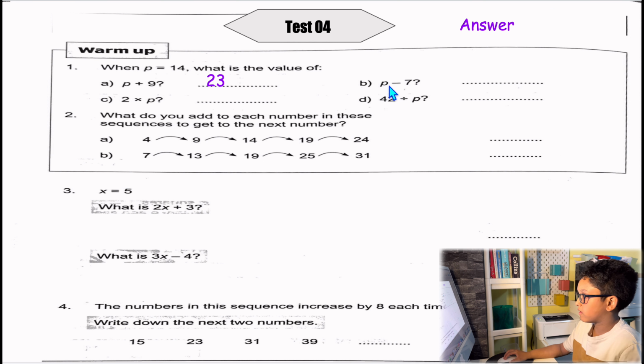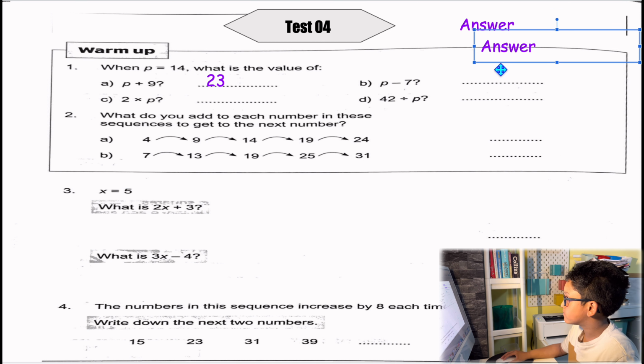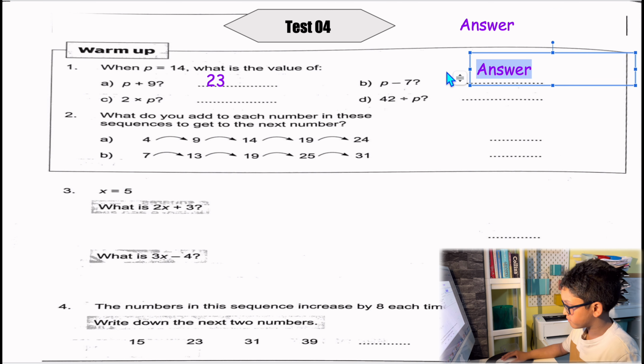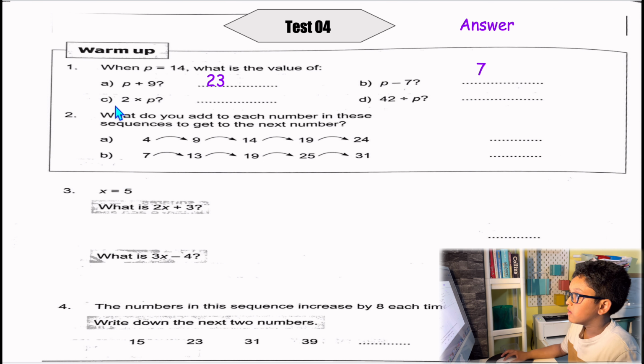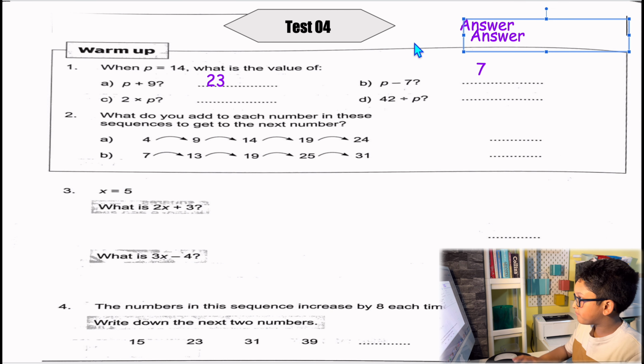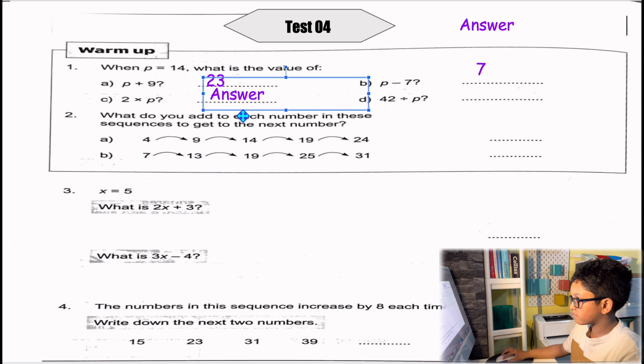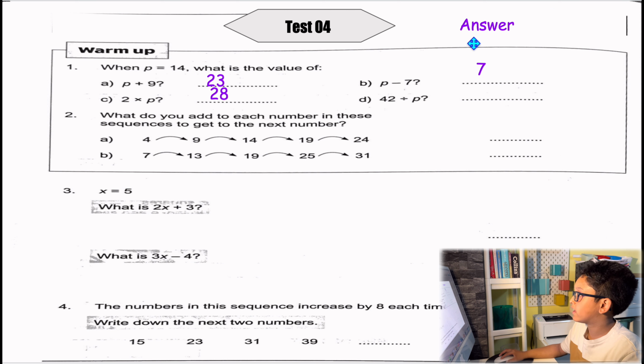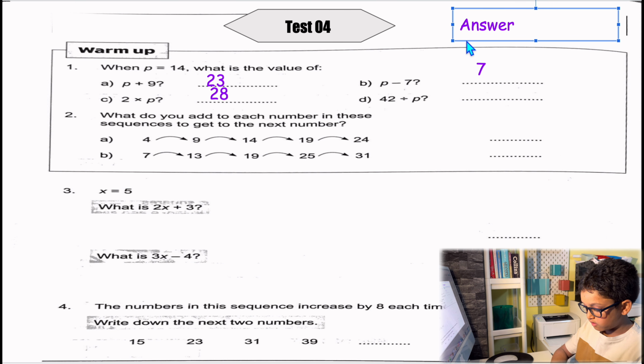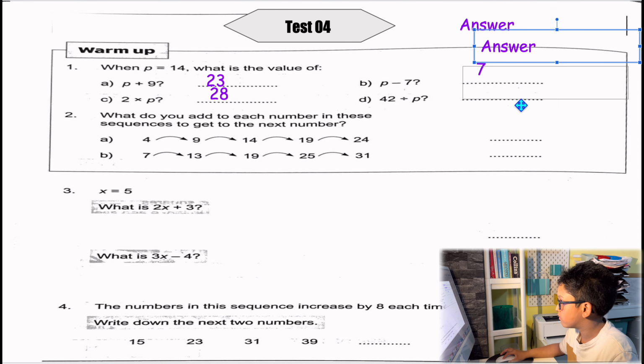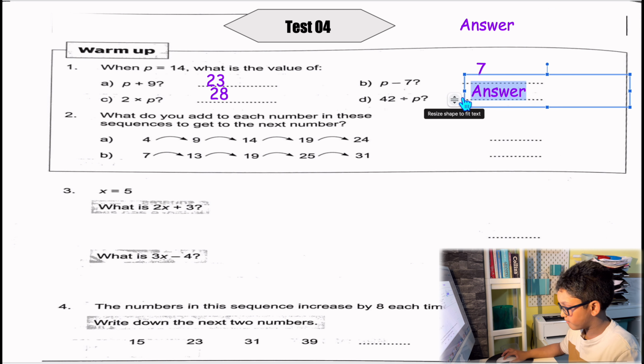P take away 7. We have to substitute 14 again. Substitute all the p's for 14. 14 take away 7 is 7. Two times 14 is 28. Forty-two divided by 14 is three.